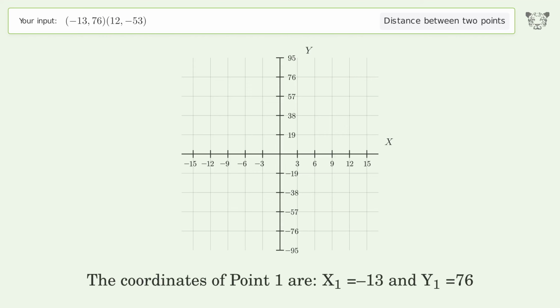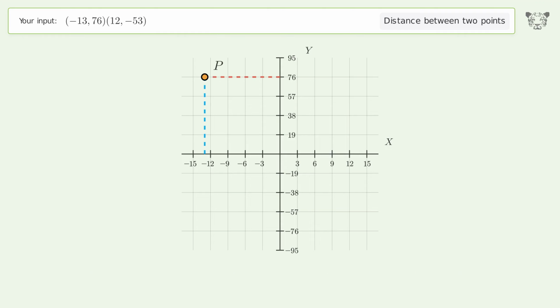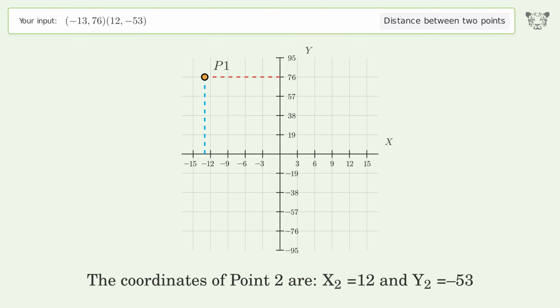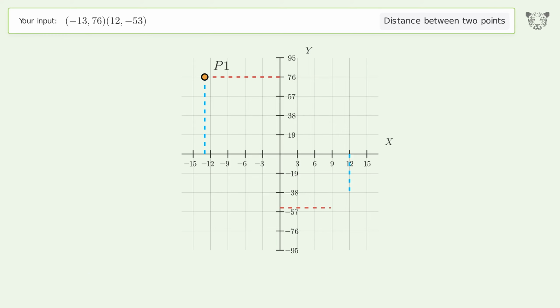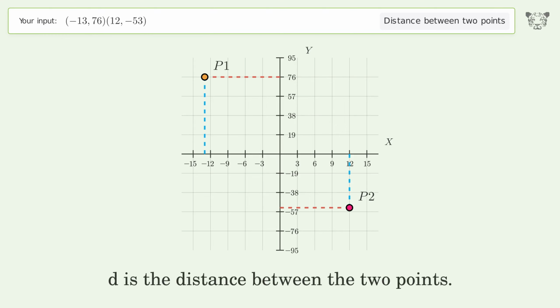The coordinates of point 1 are x1 equals -13 and y1 equals 76. The coordinates of point 2 are x2 equals 12 and y2 equals -53. D is the distance between the 2 points.